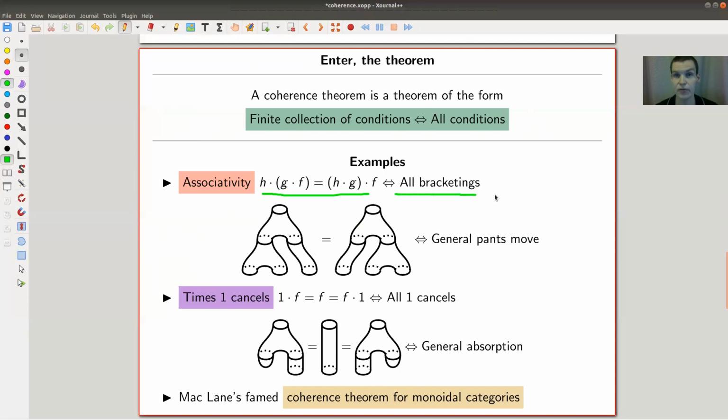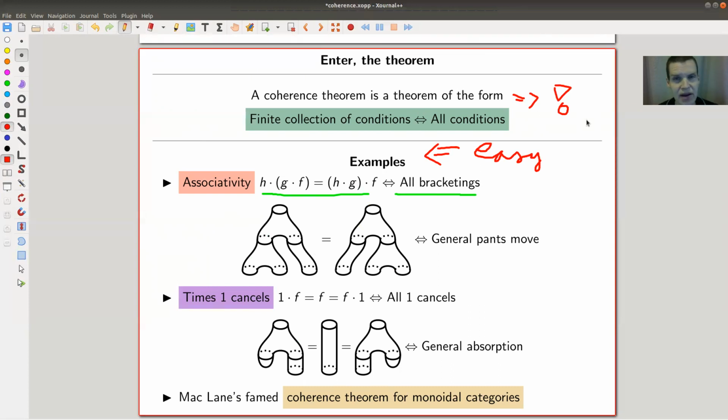So A is if and only if B. And as you can see, this direction is really easy, so that's no problem. The other direction, of course, is the main meat: a finite number should imply all. Certainly, a finite number is contained in all, so one direction is always easy.